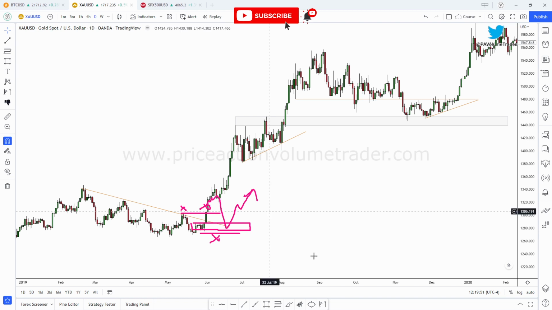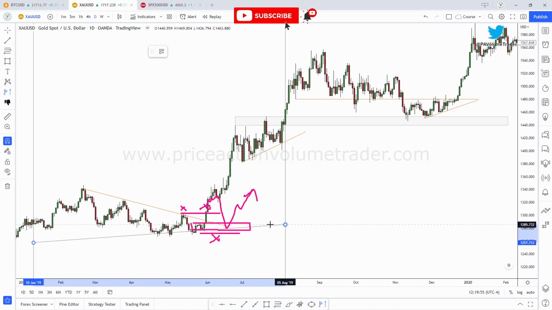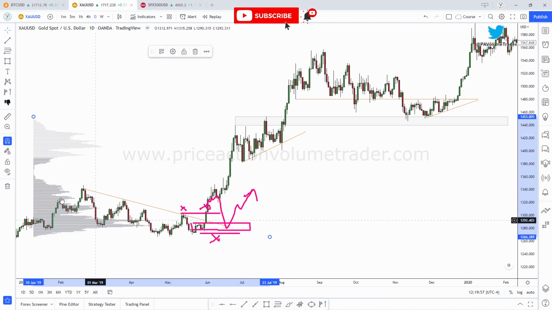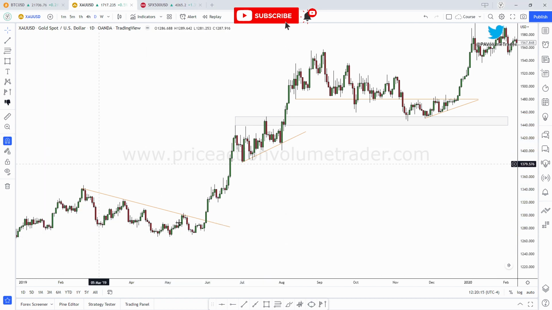If we put a volume profile here, obviously you can see that this is a high volume node. So again, you just want to put it beyond the lower edge of the high volume node, right behind the low volume node support.